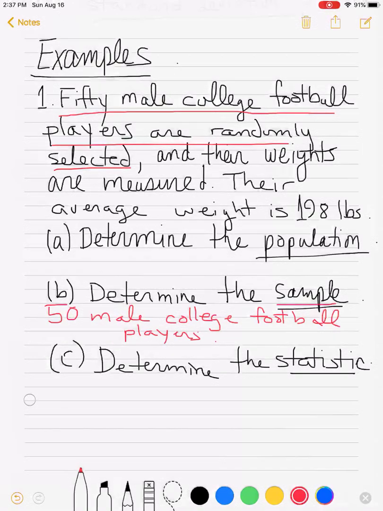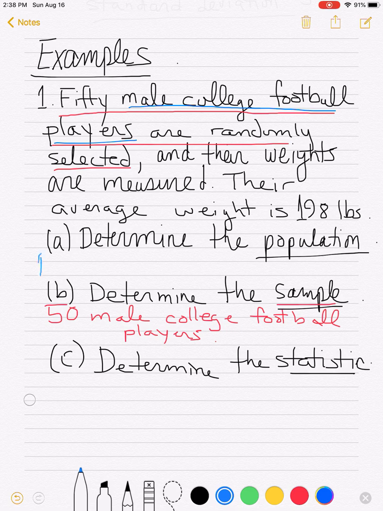Yep, that's your sample. It's the subgroup of things that are randomly selected. Now, population. Remember, population is the entire group of all things that you're actually interested in. So what would the entire group of all things that we're interested in be? It would be all male college football players.